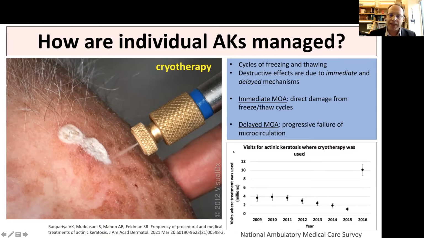In the bottom right, I show some data from the National Inventory Medical Care Survey, which looked at the number of visits for actinic keratosis where cryotherapy was actually used. And this is from 2009 to 2016. Clearly in 2016, there's an outlier of almost 10 million treatments of cryotherapy for AKs, but the average seems to be around 3 to 4 million visits per year where cryotherapy is the mainstay treatment of individual actinic keratoses.